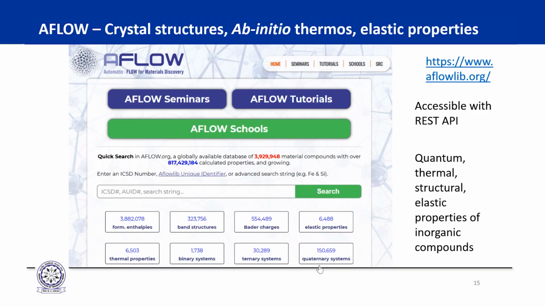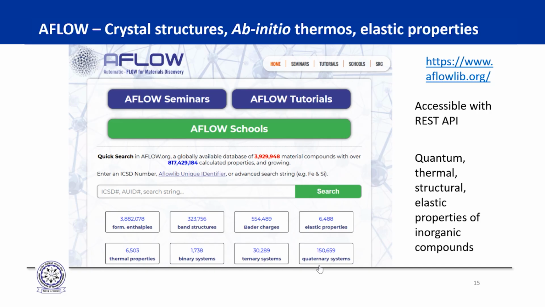We also talked a little bit about how you can access data. Now the question is, from where are you going to access data in order to create the type of datasets that we just talked about? For that, I just want to briefly go over a number of data repositories that are available. One of the most commonly used databases which you can access online is AFLOW. AFLOW stands for Automatic Flow for Materials Discovery, and this is an excellent database which has a vast repository of crystal structures, ab initio thermodynamic properties, and different types of elastic properties. And this is one database which you can easily access with the REST API that we talked about.